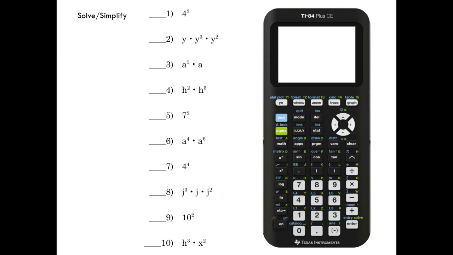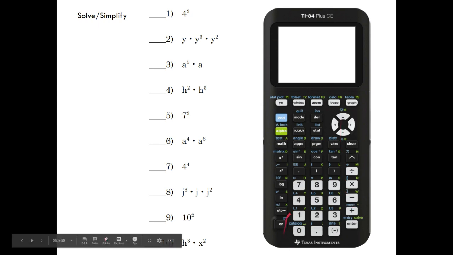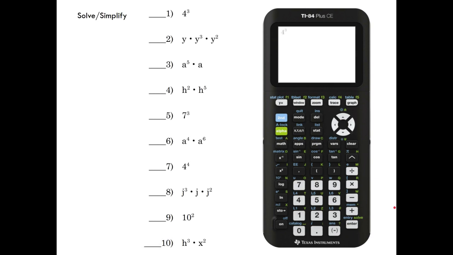Now in this packet, you're going to solve or simplify each one of these questions. Number 1 is 4 to the 3rd power. The way to do that is you write 4 over here, then you click the up key right here, then 3, and press enter, and you get 4 to the 3rd is 64.